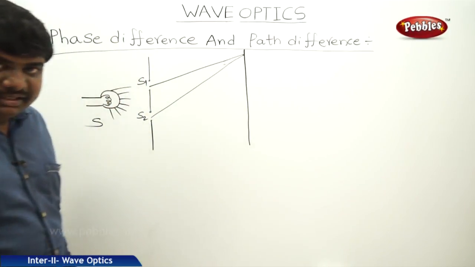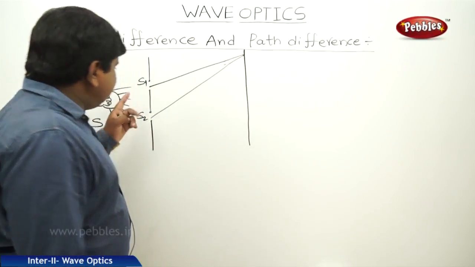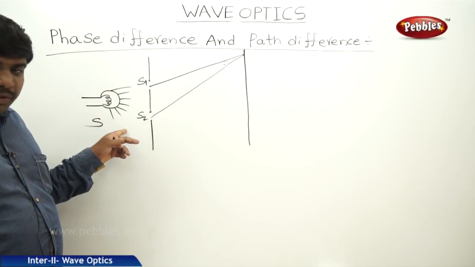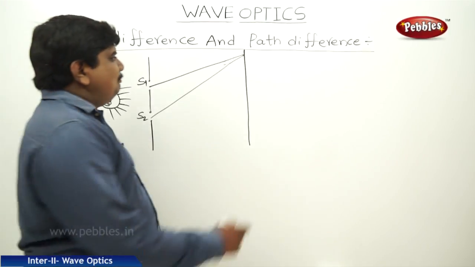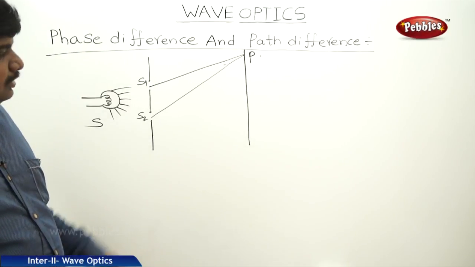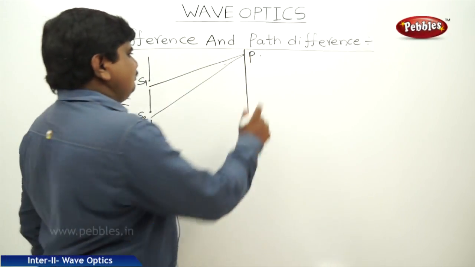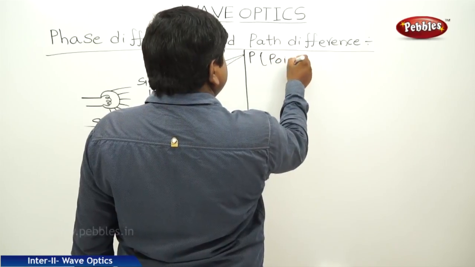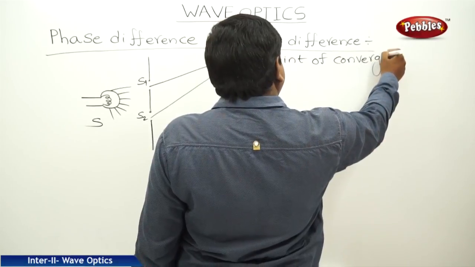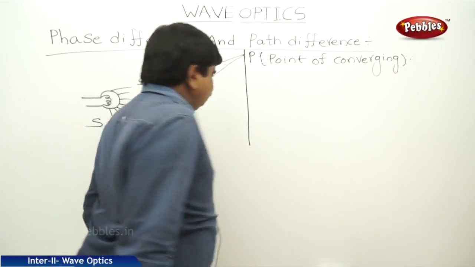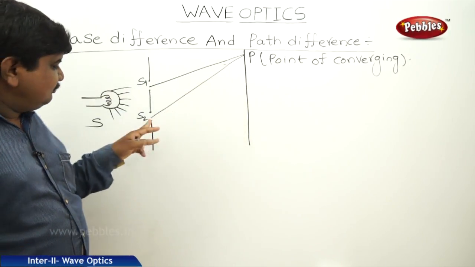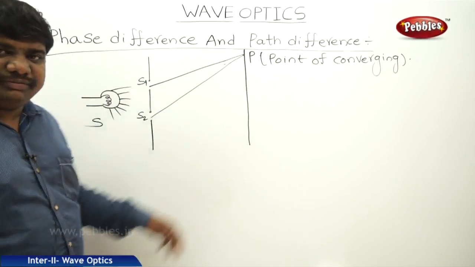Initially we have arranged the screen. On the screen, the light rays emitted from the slits S1 and S2 will merge or converge at one point P. This point P is a point of converging. From the slit S1 there is a distance S1P, and from slit S2 there is a distance S2P.